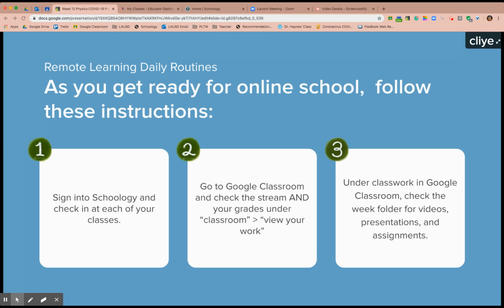But you only need to sign in 3 times a week because normally you would only see me 3 times a week at school. Then for my class specifically, make sure you go to Google Classroom each day and check the stream and look at your grades under Classroom. You click on Classroom at the top and then view your work. Under classwork in Google Classroom, check the week that we're in for the folder for videos, presentations, and assignments. And I'll be posting, like I said, the link to my YouTube page, and so you can look for assignments that'll be in the playlist for your specific class.